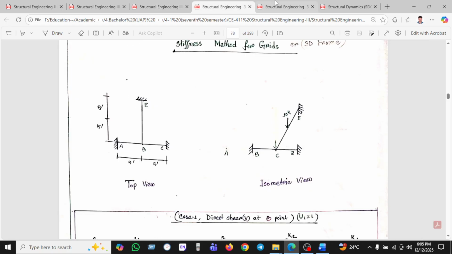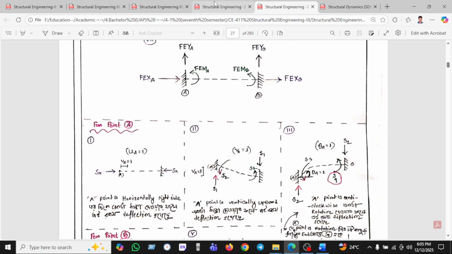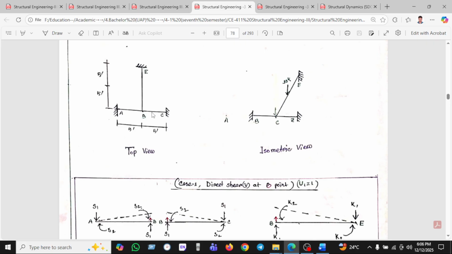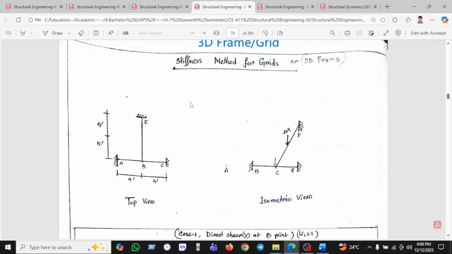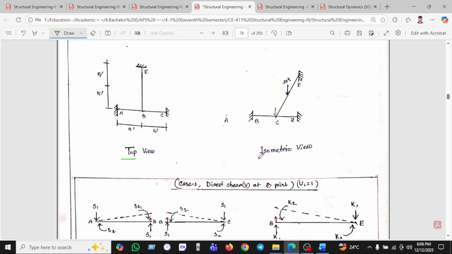Let us start. We can see here the 3D frame with members AB, BC, and BE. This is the top view, and this is the isometric view. The member CE will be in this position. Okay, let's see here.